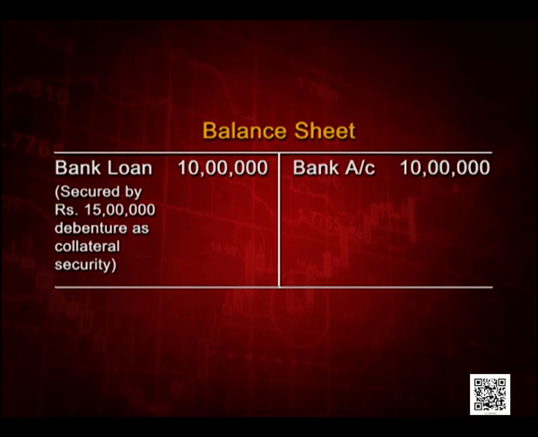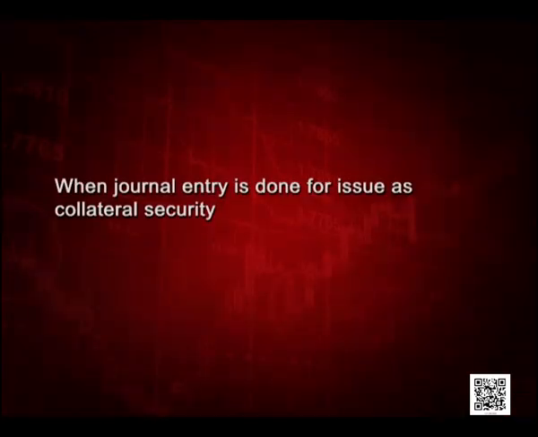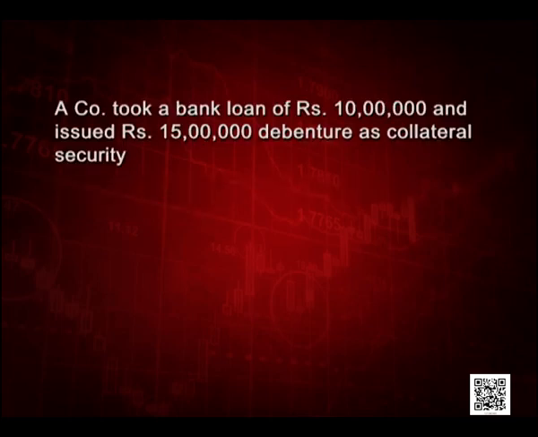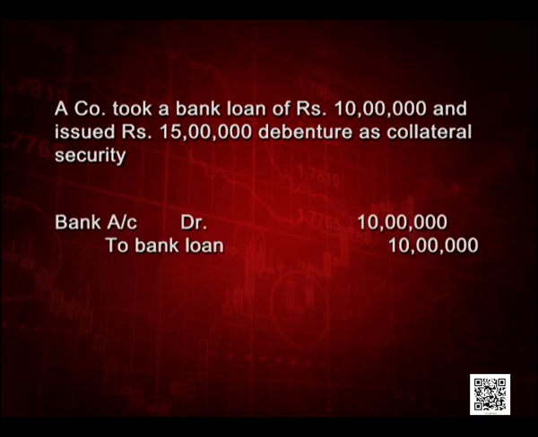On the liability side we will be showing bank loan 10 lakh, on the asset side we will be showing bank account 10 lakh, but below that bank loan we will be showing secured by rupees 15 lakh debenture as collateral security, right. So, we have mentioned the fact and we have not done any entry. In the next method number 2, when some journal entry has to be made for issue as collateral security, assuming the same question, that is 10 lakh loan and 15 lakh security. Let us start with the entry. Entry number 1 will be the same, bank account debit to bank loan 10 lakh.